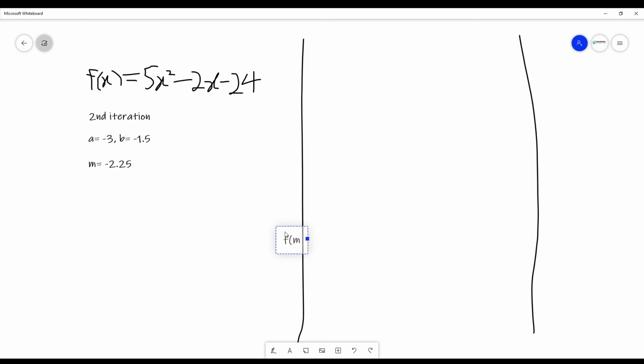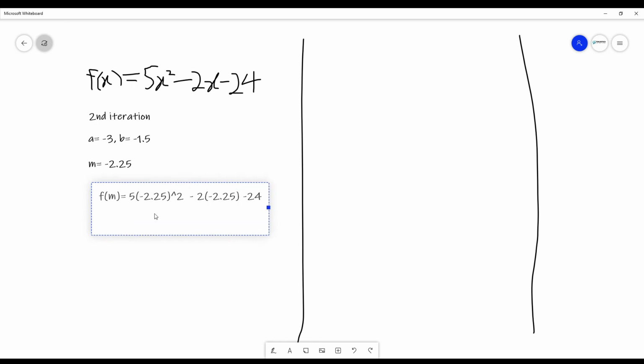F of m is equal to, you have to substitute this value of m into this function, and our m here was minus 2.25. So we're going to have 5 times minus 2.25 squared. Minus 2 times, this x here was minus 2.25, minus 24.